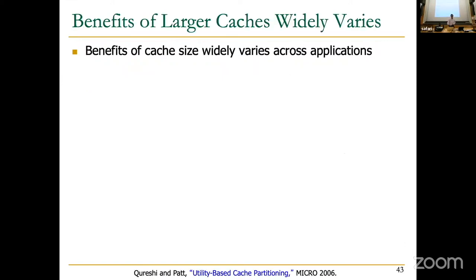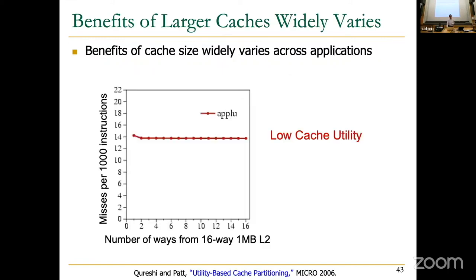Okay, so the benefits of a larger cache actually vary widely. It depends on the size of the working sets, for example. I'll give you some examples over here. This is real data measured in some paper. This is the number of ways from a 16-way 1 megabyte L2 cache. If you use only one way for this application, the miss rate, misses per 1,000 instructions, is almost the same as when you use 16 of the ways for that application. Basically, if you increase your cache capacity by 16 times, it doesn't matter.